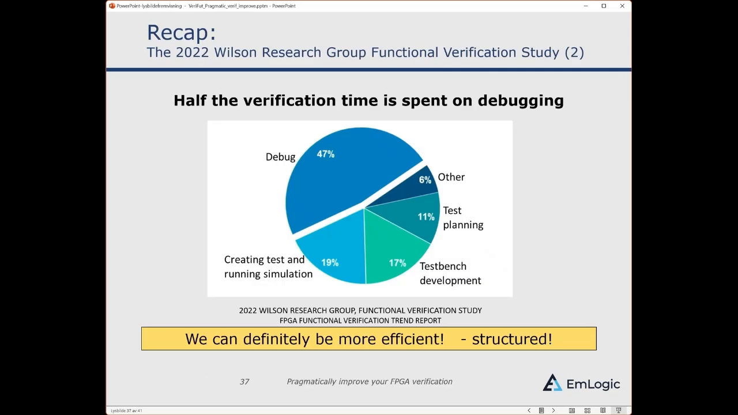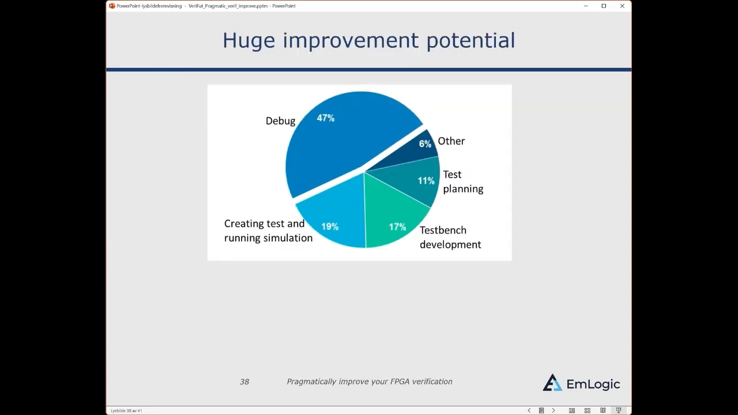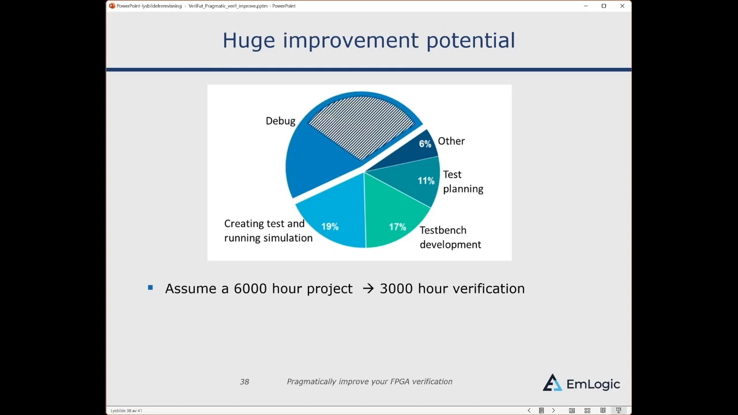This is going back to the Wilson research on 22, where they say that half the verification time is spent on debugging. And I think we can be far more efficient than this. There's a huge improvement potential here. So if we assume a 6,000-hour project, then according to Wilson research, on average, we'll have 3,000 hours of verification.